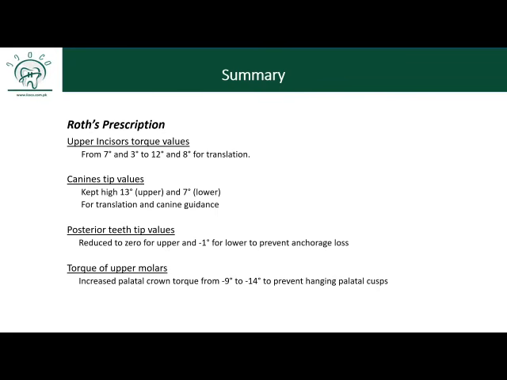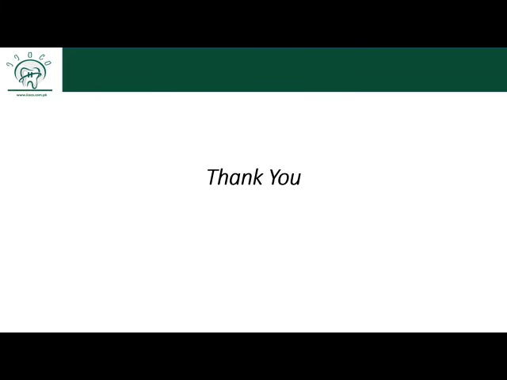For upper incisors, torque values were increased for better translation of the teeth while retraction. For canines in the upper and lower arches, tip values were kept higher so that better translation can be achieved and better canine guidance as well. To reduce the anchorage loss, the tip values of the posterior teeth were reduced to 0 in the upper arch and -1 for lower posterior teeth. And to prevent the palatal cusp hanging, torque of upper molars was increased. I hope I have successfully clarified all these changes made in Roth bracket prescription.